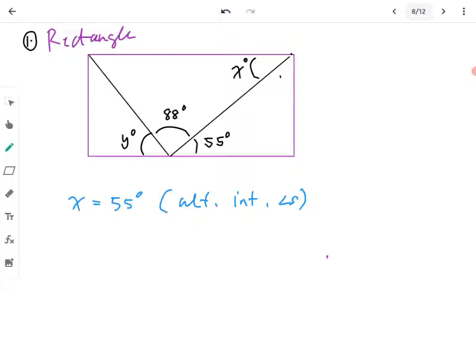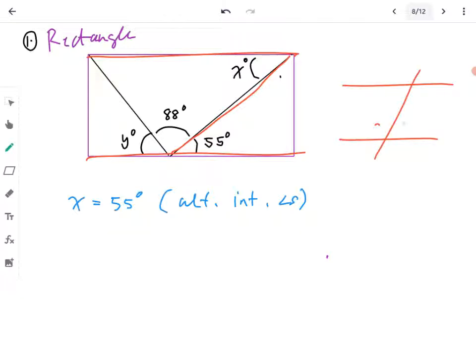Okay, so one of the properties of a rectangle is that opposite sides are parallel, meaning this side here, let's draw that one, this side here is parallel to this side. This line here acts as a transversal. So notice when there are parallel lines and a transversal, these are the interior angles. So x and 55 are alternate interior angles. So x is 55 degrees, or simply x is just 55. That's how easy. Next we have y degrees.